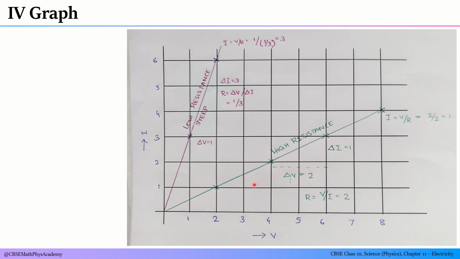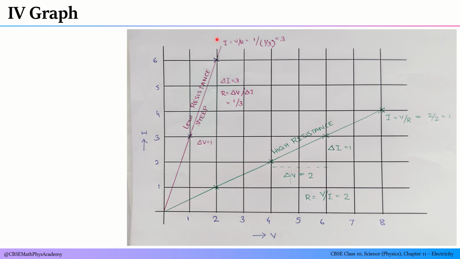Now, when I reverse this chart, what you see here is that voltage comes on the x-axis and current goes on the y-axis. The line for 2 you can see as a flatter curve. The higher resistance line comes out flatter and the lower resistance line becomes steeper.